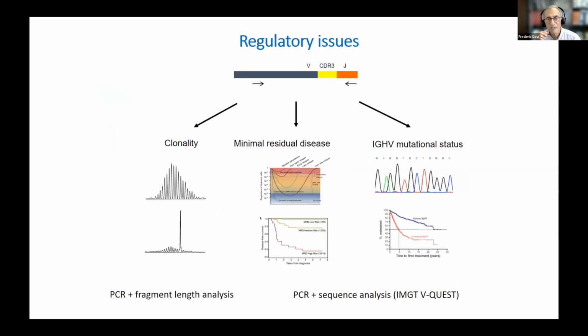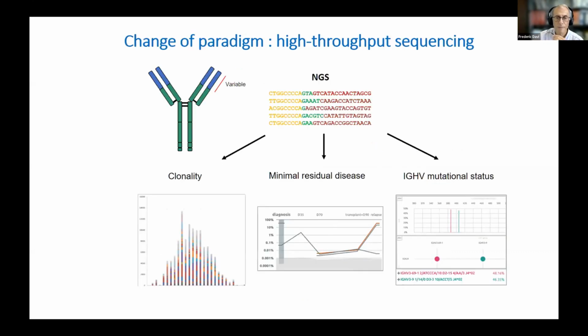So are there any specific regulatory issues for that part? I would say no. And this is why it came really easily in all our labs. Clonality is just PCR and fragment analysis. And for minimal residual disease and IGHV mutational status, you need to sequence, which was done before by Sanger sequencing, and use a tool like IMGT/V-QUEST to identify the genes.